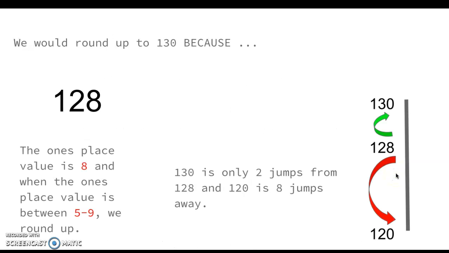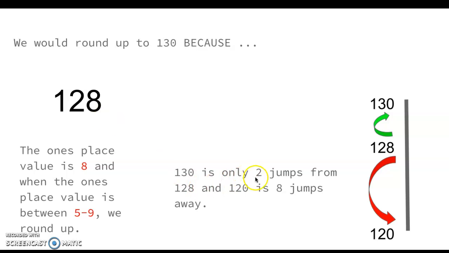So we would round up to 130 because if you look at our ones place value, this one's a little more tricky because we did add that hundreds place value in. But you really only want to look at the 28 in 128. So look at the ones place value, which is 8. When the ones place value is 5 to 9, we round up.